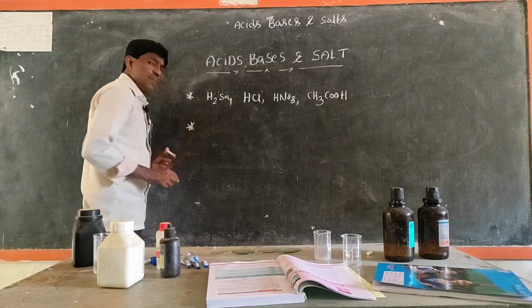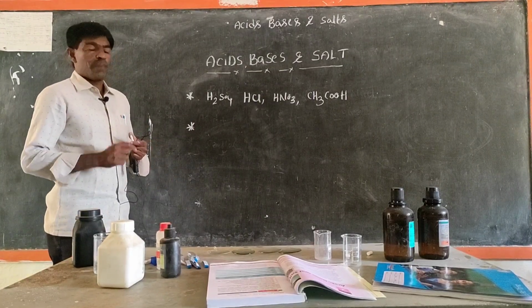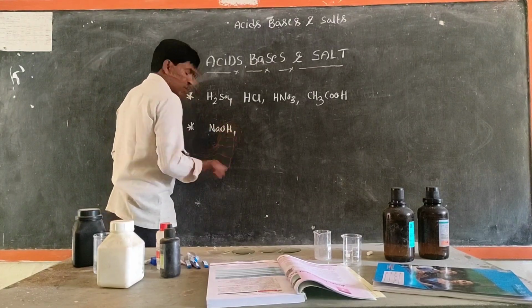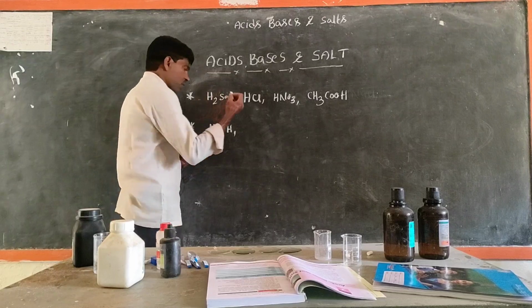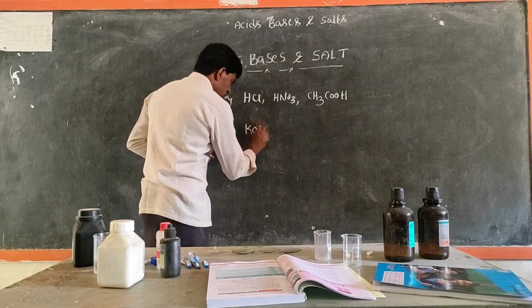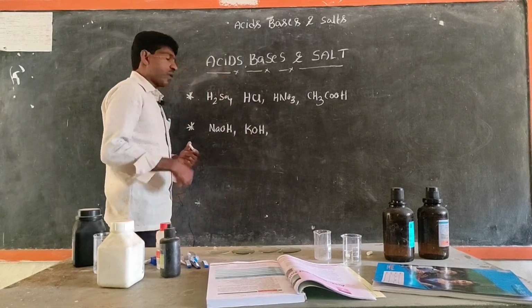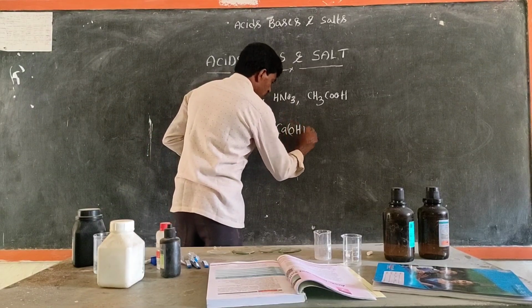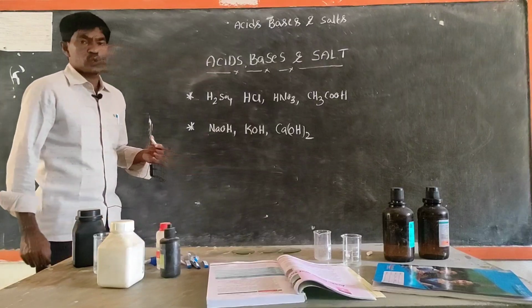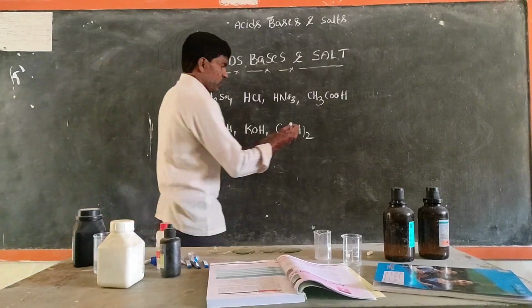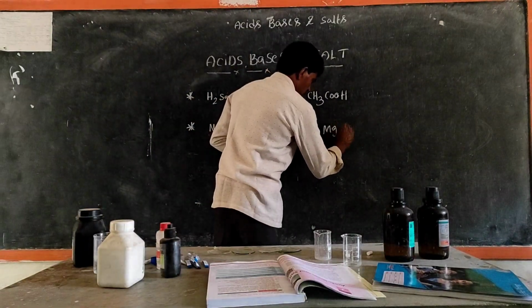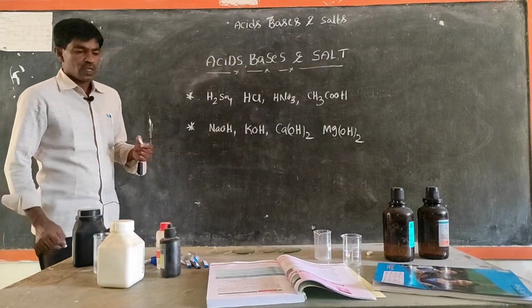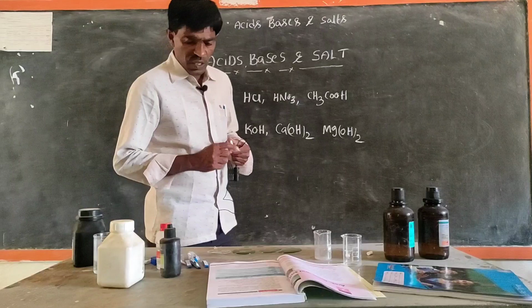We collect some bases like sodium hydroxide, potassium hydroxide, and calcium hydroxide. Metal hydroxides contain the hydroxide group, and magnesium hydroxide, those are the bases. We conduct a small activity.